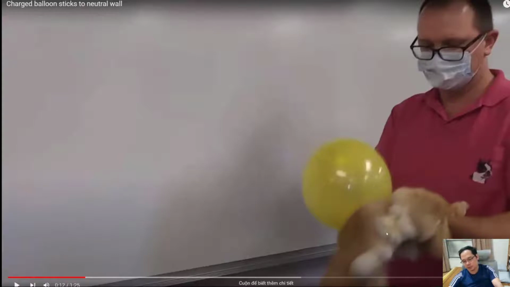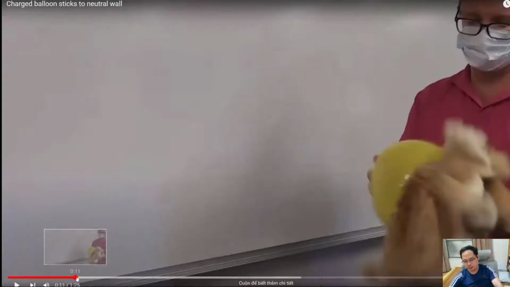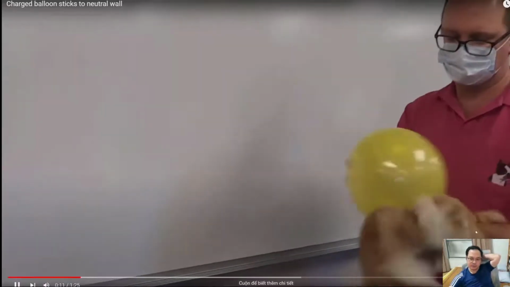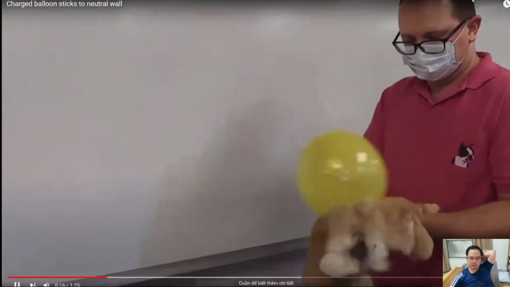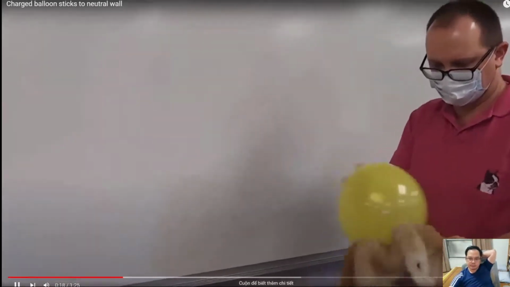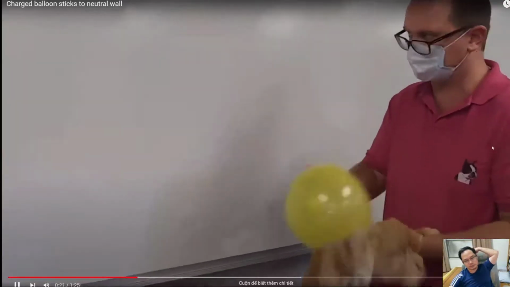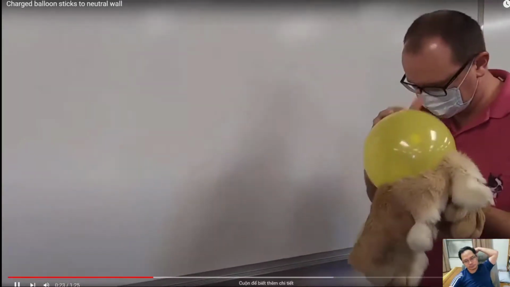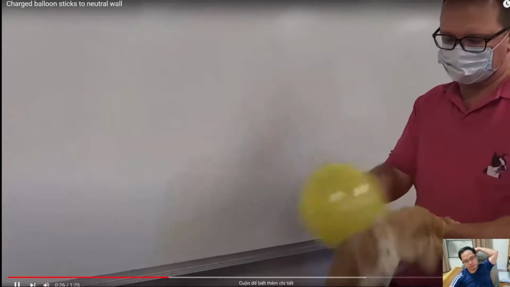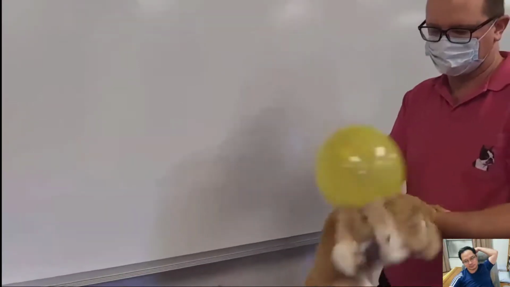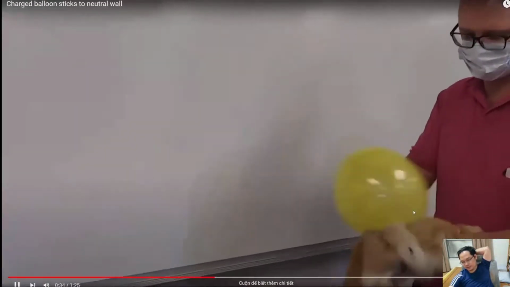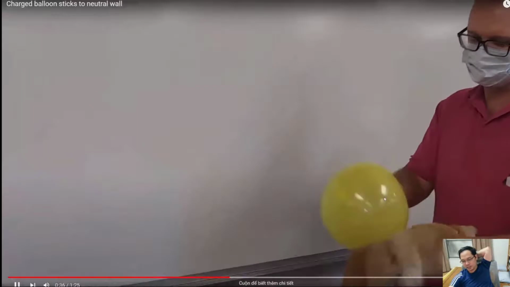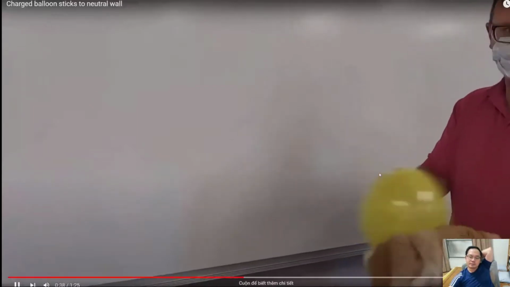We rub this balloon with fur, or with our hair. According to Paul Hewitt, the famous conceptual physics instructor, you can get up to 5,000 volts on this balloon. If you do the math, you can calculate what charge that corresponds to. Rubbing it very carefully, to make sure the charge is great enough.